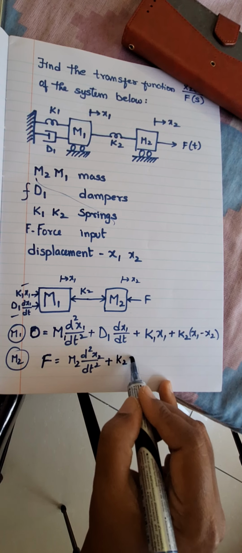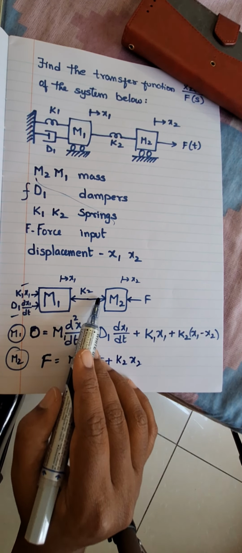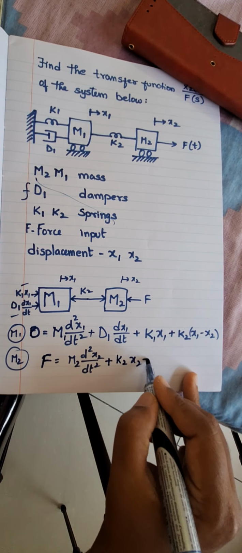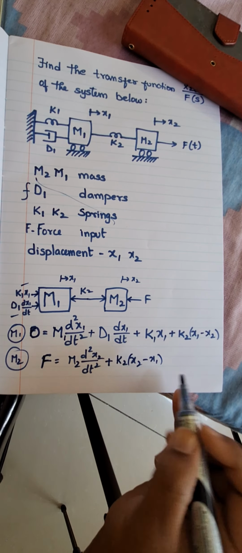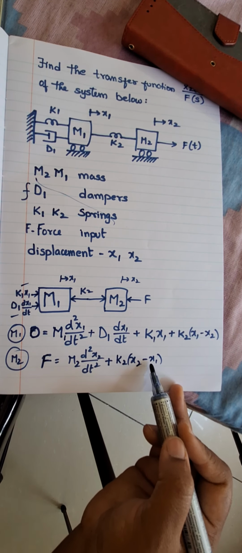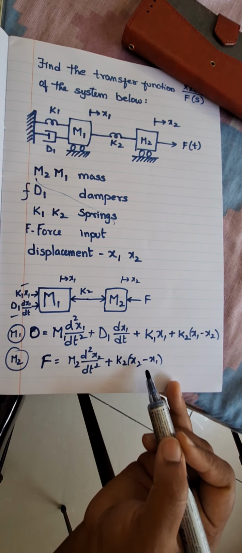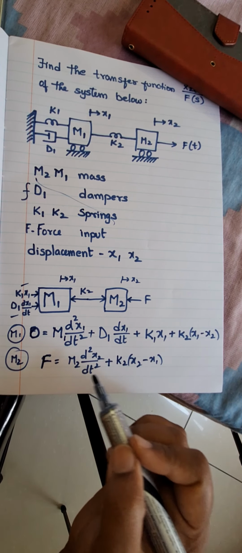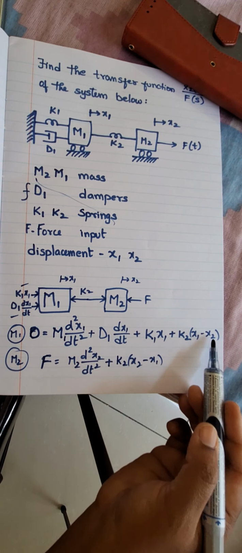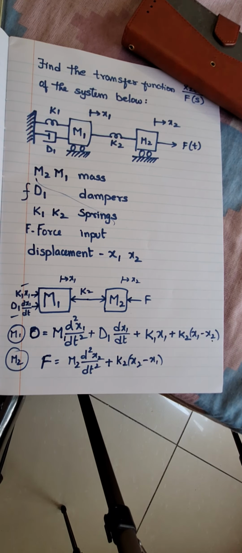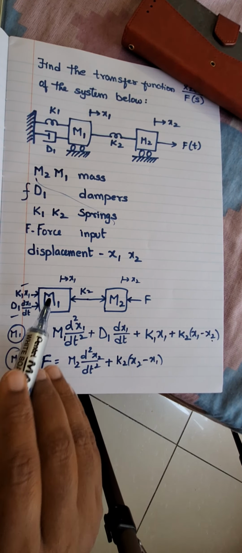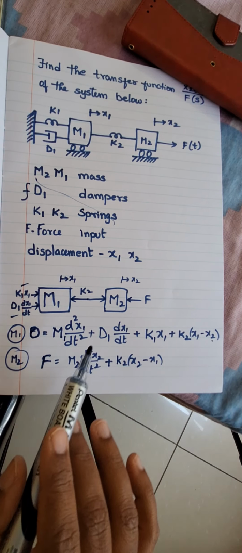So K2 is there, K2 is x2. But K2 is in combination with x1 also, so I will write it as x2 minus x1. You should see both the differences. Here x2 minus x1, the reason is I am talking about M2. Here x1 minus x2 because I am talking about M1. So this is my first equation, and this is my second equation.